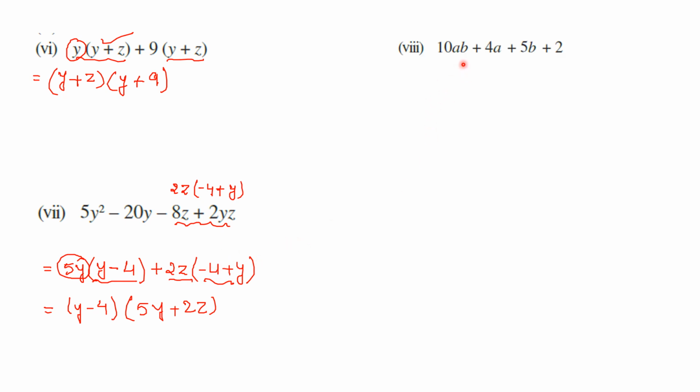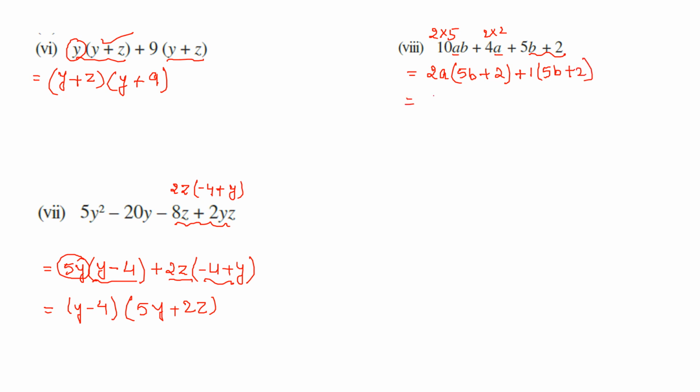Now, eighth question, 10ab plus 4a plus 5b plus 2. So here also you can see in all the four terms nothing is common. So you have to do regrouping. If I make a group of the first two terms, I can see the common factor of 10 and 4. 10 I can write as 2 into 5 and 4 I can write as 2 into 2. So I can take 2 common, and a is also common here. So I am going to take 2a common. I will be left with 5b plus 2. And you can see the last two terms also have 5b plus 2. So in such a case, I have to write it like this, plus 1 into 5b plus 2.